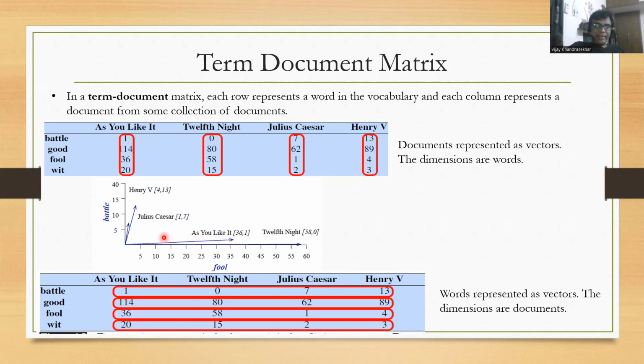So let's say the word battle is not there in As You Like It. Then what word is there? Fool. Fool is there, correct? So let's say in one document fool occurs 20 times, and in another document the same word occurs 55 times. Yes, there's a difference of 35 in terms of the number of occurrences of fools, or fool in this case. But still, directionally, it's similar.